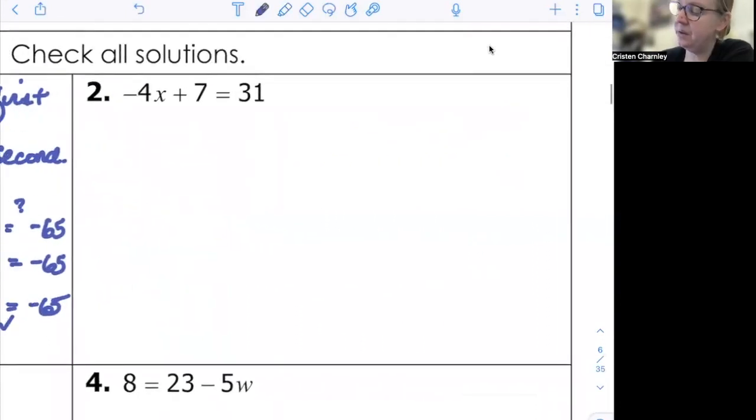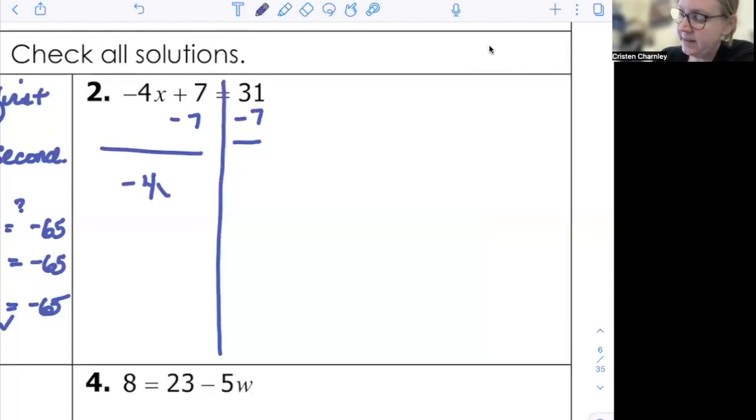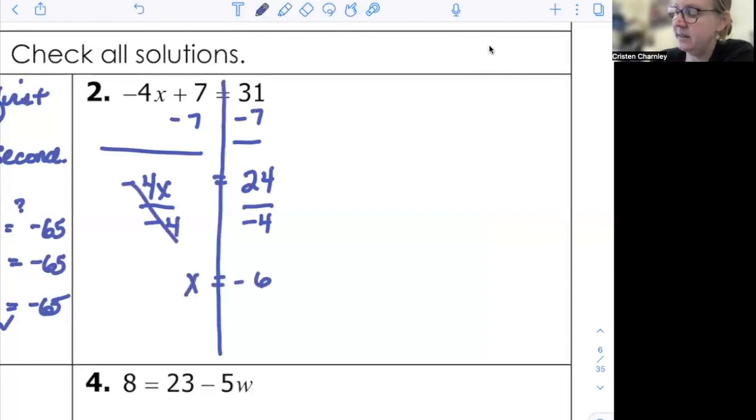Number 2, a line through my equal sign. I'm going to subtract 7 on both sides. Negative 4x is equal to, do some mental math here this morning, 24. Divide both sides by negative 4. When I say both sides, I mean both sides of the equal sign. These cancel out, so x is equal to negative 6. And again, this is the variable x that we were trying to isolate.